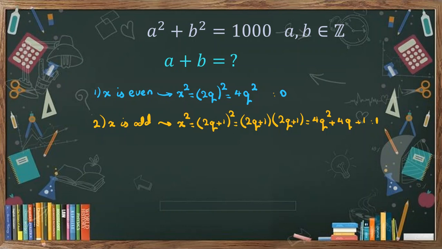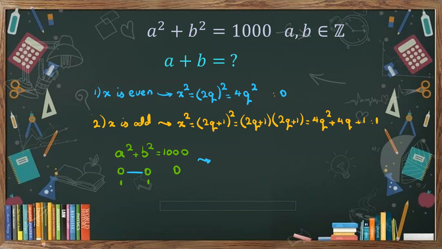So let's rewrite our equation again. A squared plus b squared equals 1000. We've proved the remainder of a squared is 0 or 1. The remainder of b squared is also 0 or 1. The remainder of 1000 is 0. So what is the only possible case to reach 0? 0 and 0. Because, for example, 0 and 1 will give 0 plus 1, which is 1.